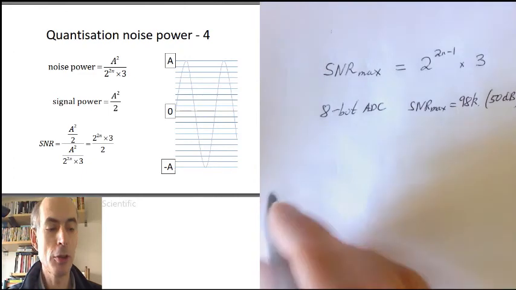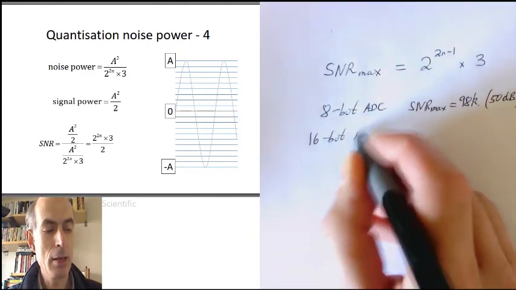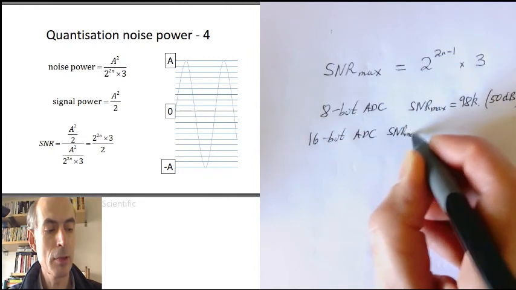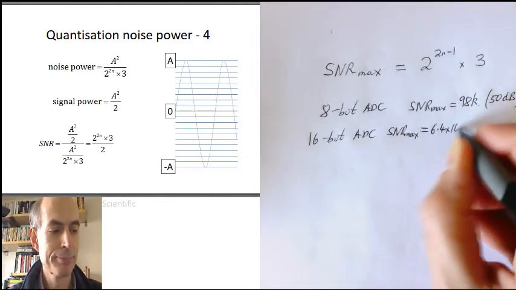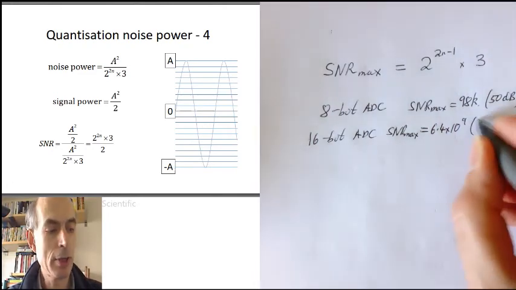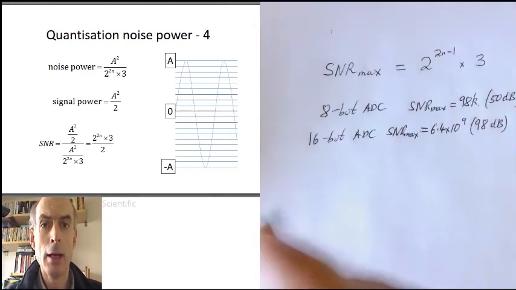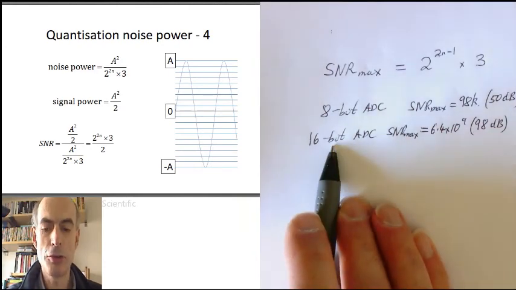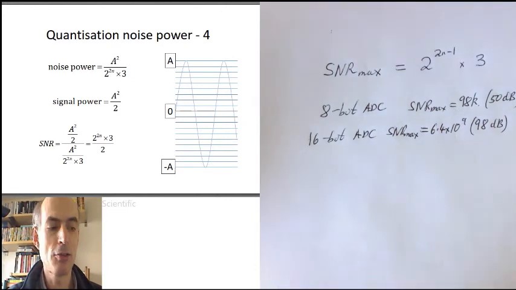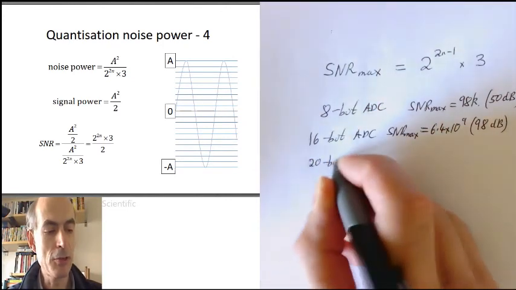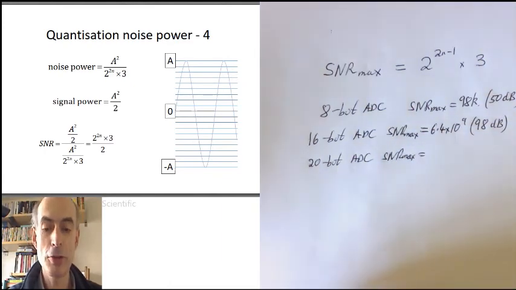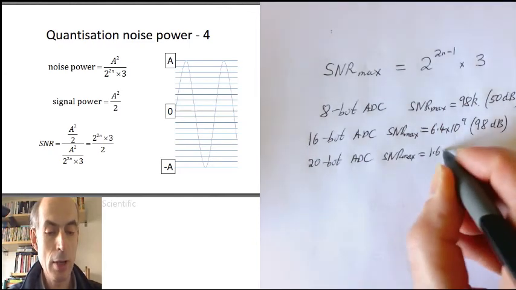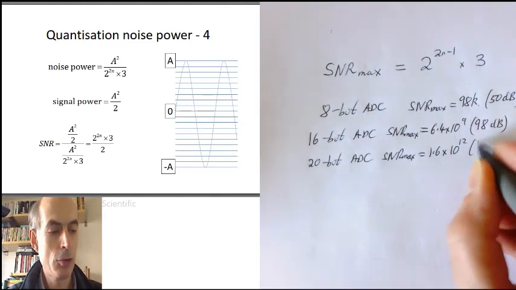If I move up to a 16-bit converter, then the signal-to-noise ratio with a maximum amplitude sine wave coming in ends up being 6.4 billion, which in dB terms is about 98 dBs. For a while that was the standard in the audio industry, but now we can get much higher resolution ADCs than that. A 20-bit ADC will give you a theoretical maximum signal-to-noise ratio of 1.6 trillion, which is 122 dBs.